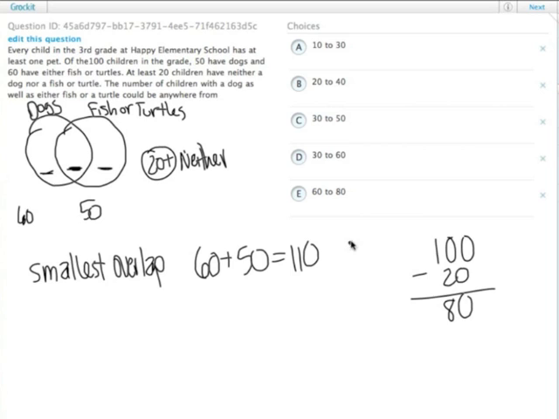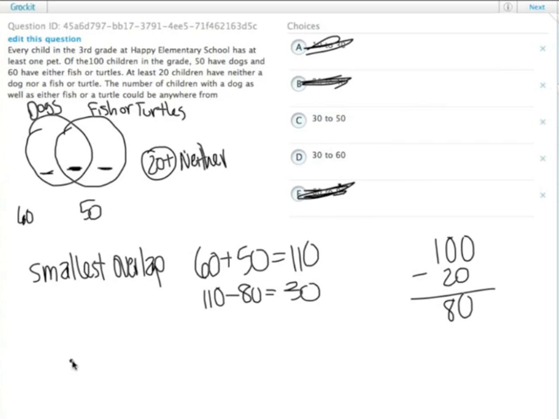The smallest number that would overlap would be the difference between the dog owners plus the fish or turtle owners and the maximum number. So the smallest possible amount of overlap is 110 minus 80, or 30. So we can actually get rid of the answer choices that don't have 30 as the smallest possible overlap. Our chances of getting this right have already gone up considerably.